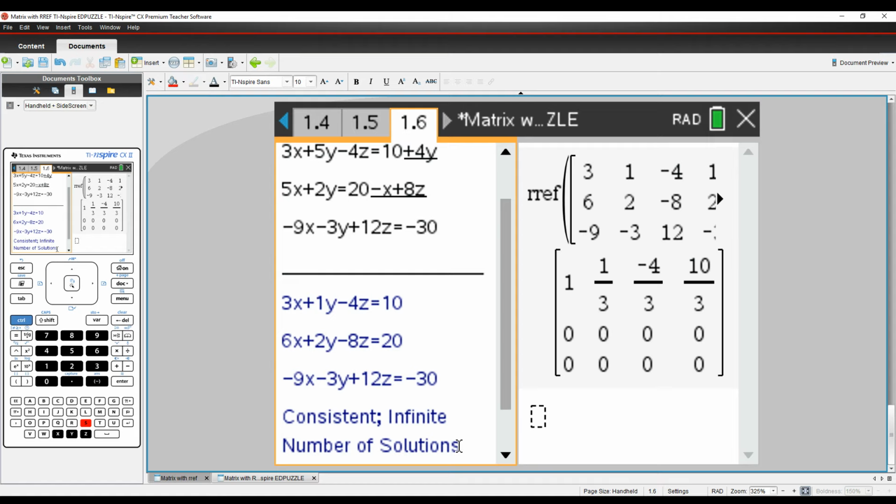So again, by using your TI-Nspire, you can look at your identity matrix to decide if it has one solution, if it has no solution, or if it has an infinite number of solutions.